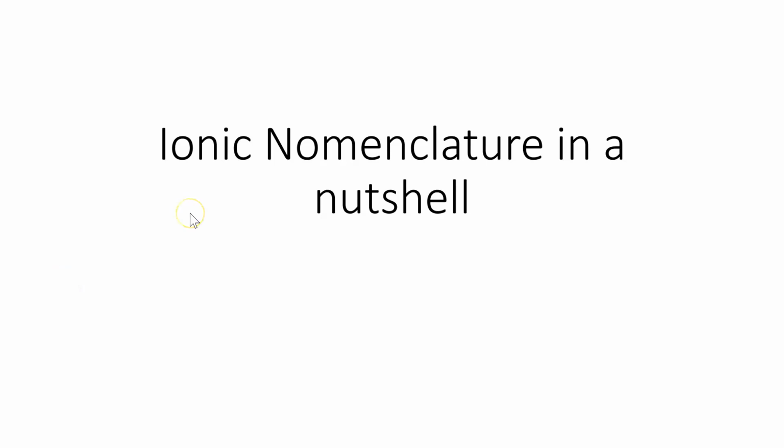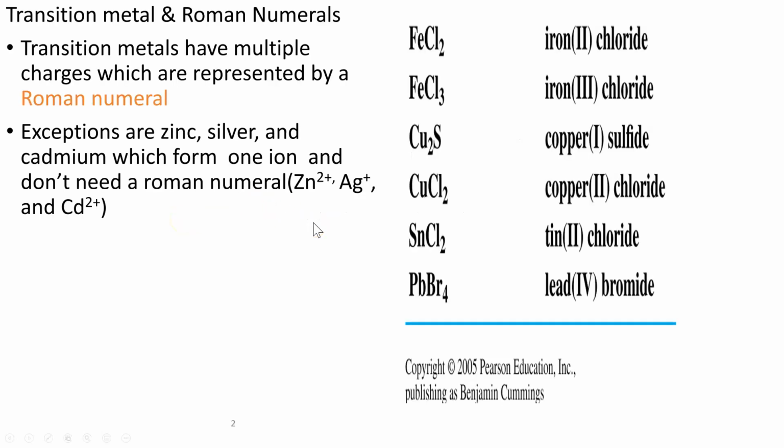Nomenclature in a nutshell. So basically, how do you write the name of a chemical you have a formula for? We've done the other way around where we had the name and we're going to go get the formula, but now we're going to go the other way. So first thing you really have to pay attention to is Roman numerals and transition metals. That's where complication really begins. That's where the challenge in the section is.